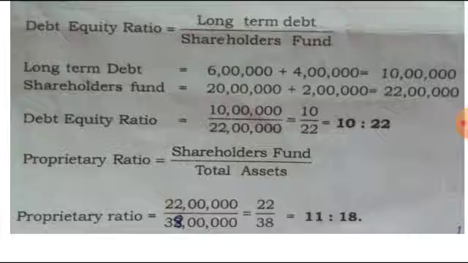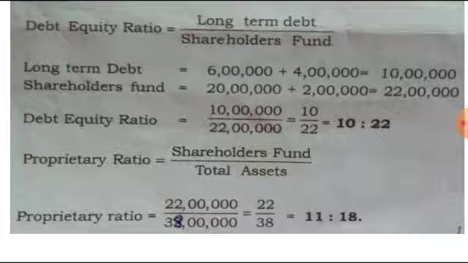Let us see proprietary ratio. Proprietary ratio is equal to shareholders funds divided by total assets. You all know what is shareholders funds. So proprietary ratio is equal to 22 lakhs will be given the shareholders funds, whereas the total assets, all the assets which are included here, that is equal to 38 lakhs.